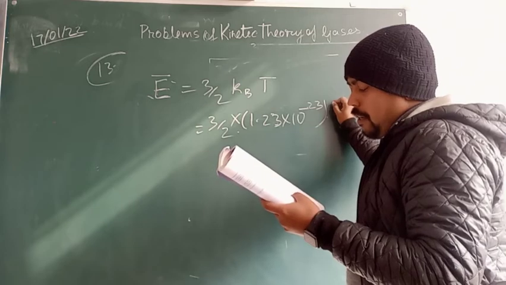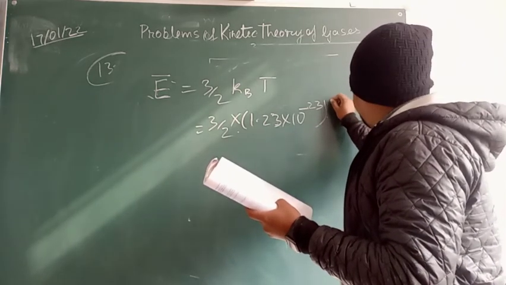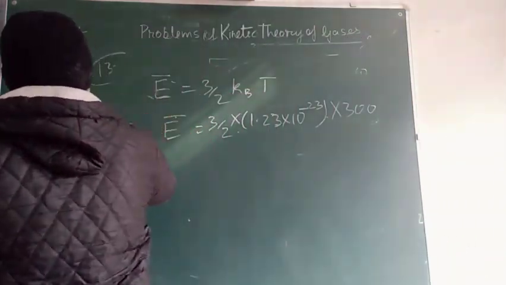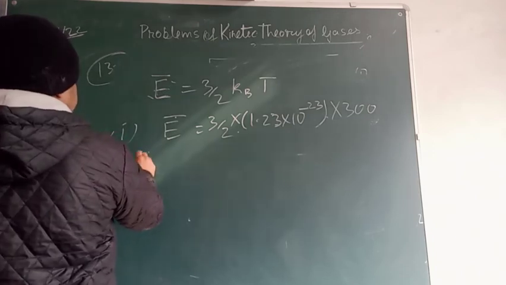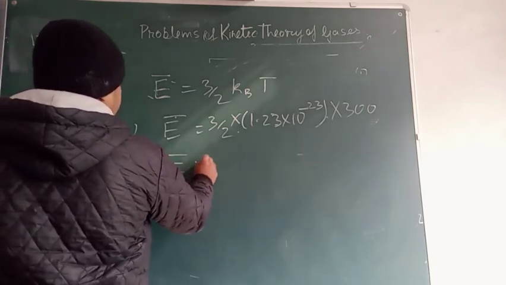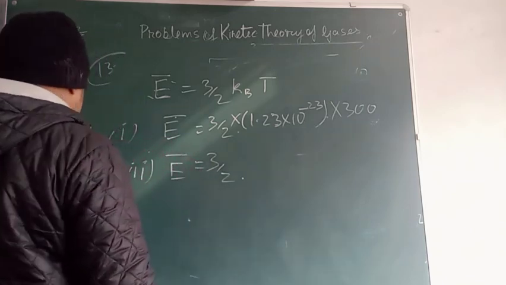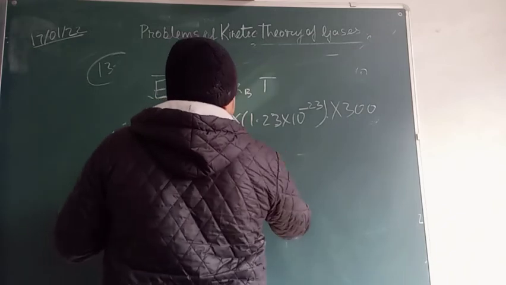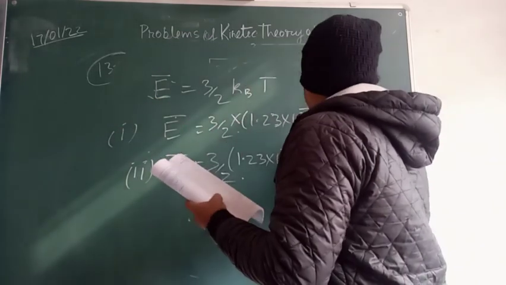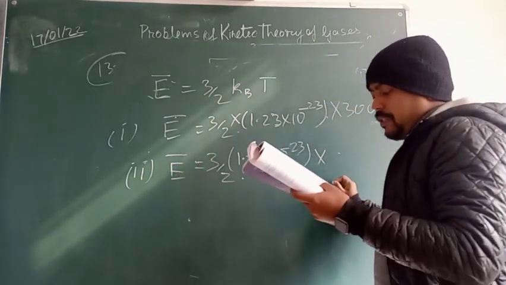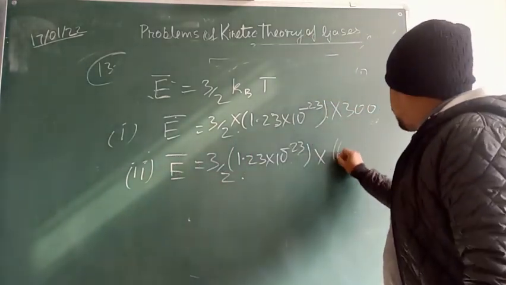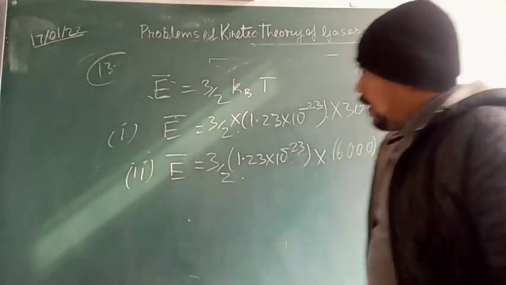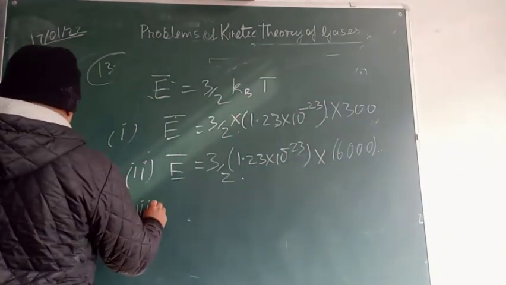For the first case, T is given as 27 degrees centigrade, that means 300 Kelvin. This was E bar for the first case. Similarly, for the second case, for the Sun, it is 3 upon 2 into 1.38 into 10 to the power minus 23 into 6000 Kelvin. Yes, 6000 directly.